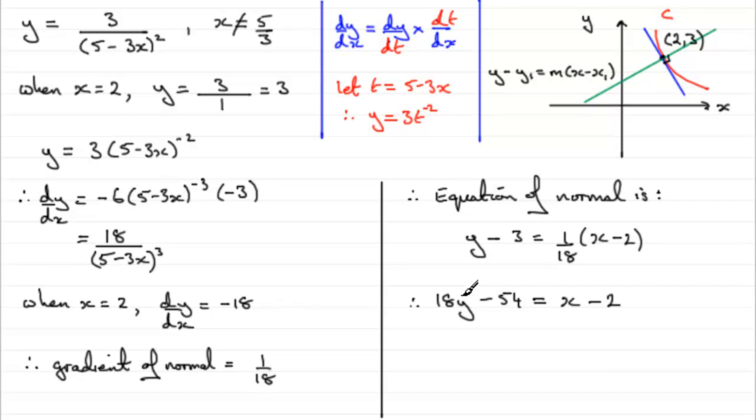Now I'd want to subtract 18y and add 54 to both sides. And if I do that, I'm left with x minus 18y, and then I've got plus 54 minus 2, which is going to be plus 52, and that equals 0. So that's in the form ax plus by plus c equals 0, where a, b and c would be integers. A being the 1, b being the minus 18, c being the 52, if we were ever asked. So hopefully that's given you a bit of background to doing this question.